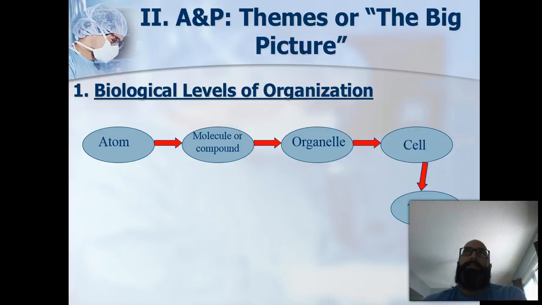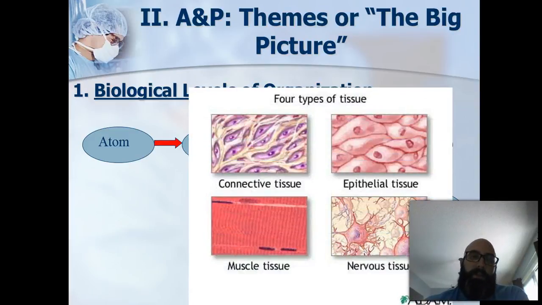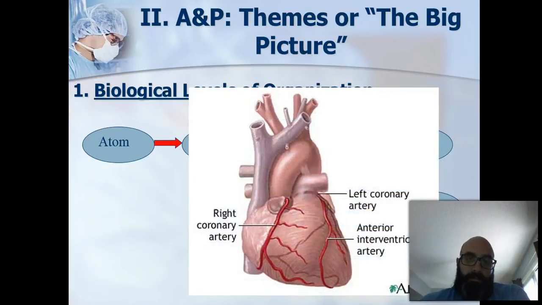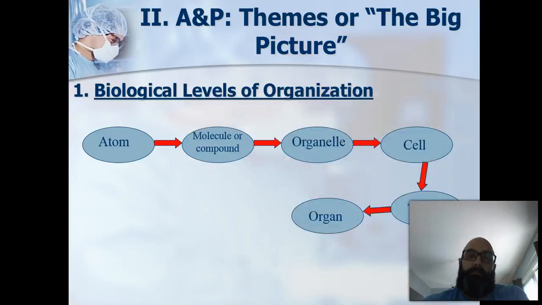If you take a group of tissue that works together towards a common function, what you end up with is in fact an organ. Here are the four main groups of types of tissue. You have connective tissue, epithelial tissue, muscle tissue, and nervous tissue. We'll dive more deeply into those in the second unit. When you get to the organ level, for example, your heart is an organ, this is a group of tissue working together towards a common function.